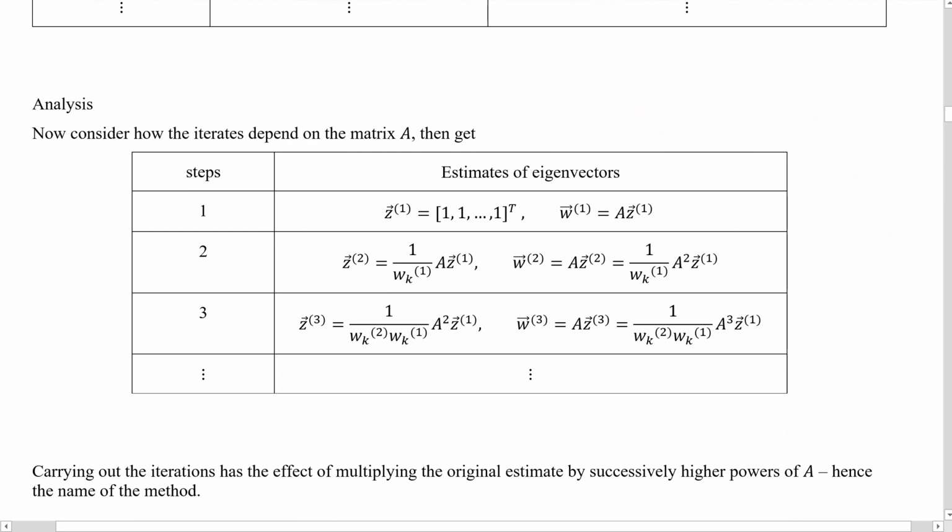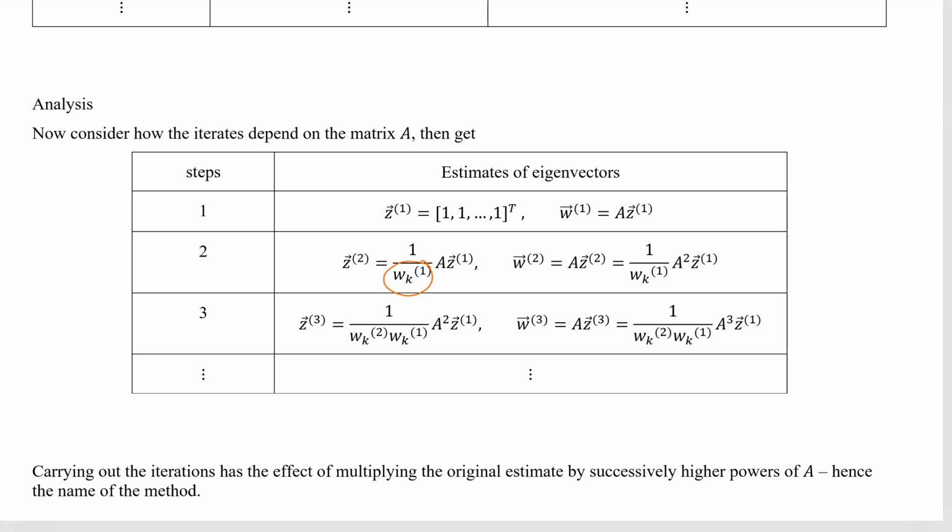Analysis. Now consider how the iterate depends on the matrix A. Then we can get this. So first step, we have our eigenvector. The estimated eigenvector is Z1. That's 1 1 1 1 1. W1 is A times Z1. And then Z2 is AZ1 divided by WK1. So this is just a number.